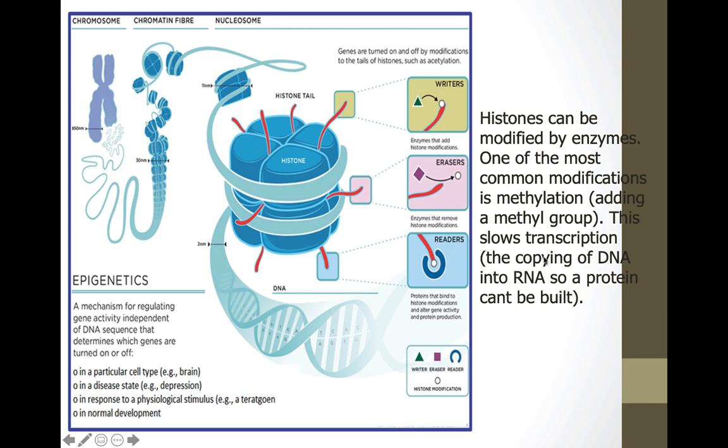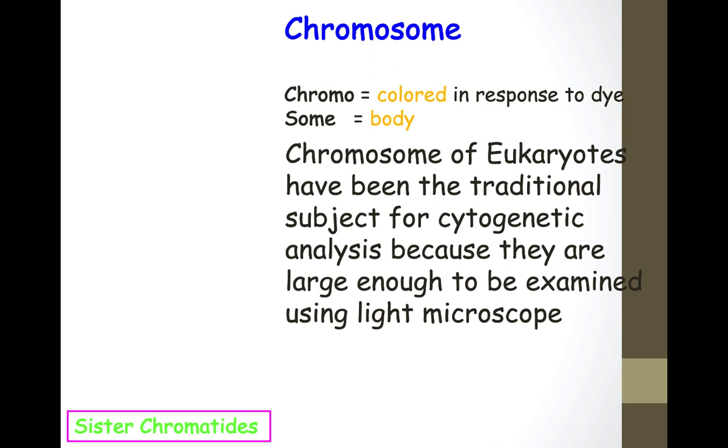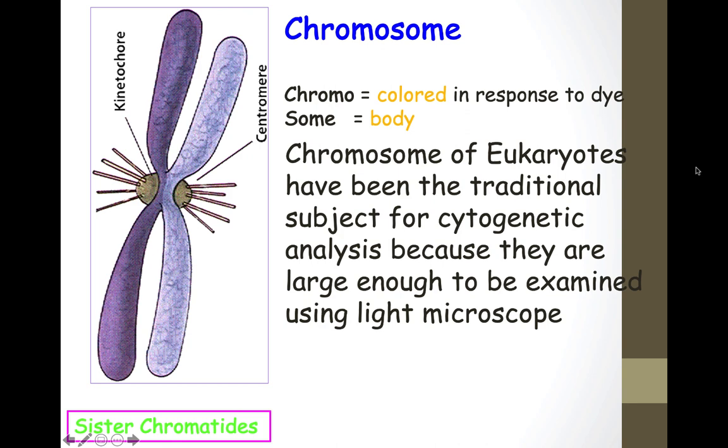Chromosomes. Chromo is a colored body. Chromosomes of eukaryotes have been the traditional subject of cytogenetic analysis. And here you have a difference between chromatin, the fiber material that makes the chromosome, and chromatid. A chromatid is what you have when you are replicating a chromosome. Sister chromatids are synthesized. While you are synthesizing, it's still one chromosome, but you are in the middle of synthesizing it, so you are making two sister chromatids at that point. Once the chromosome is synthesized, it will be made of two sister chromatids.